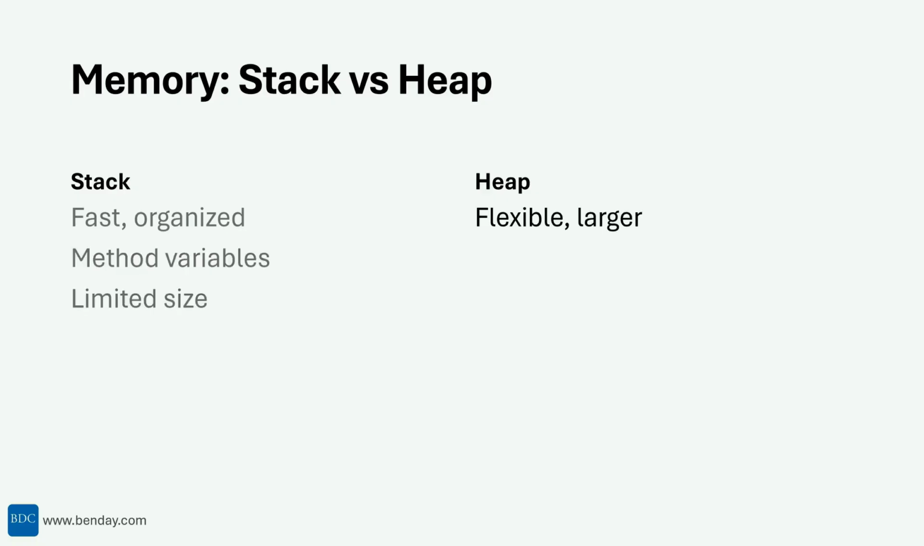The heap is much larger and more flexible. Objects can be any size and live as long as needed. All objects and arrays live on the heap. This is where your class instances go. The garbage collector manages the heap, cleaning up objects that are no longer referenced.